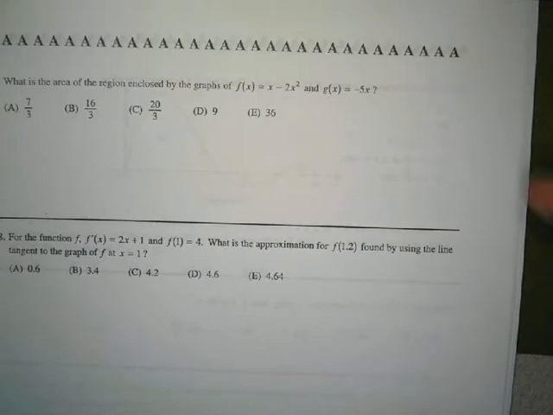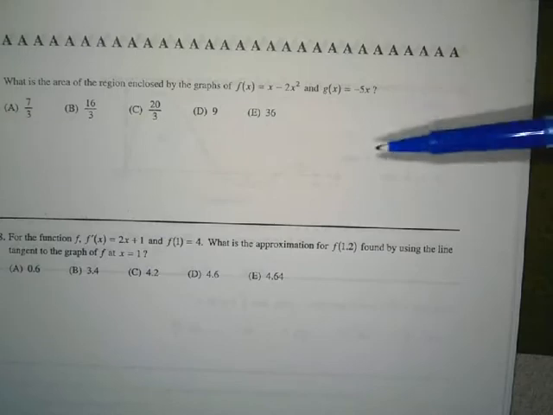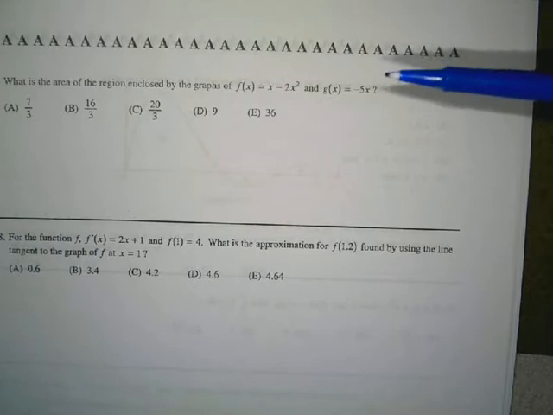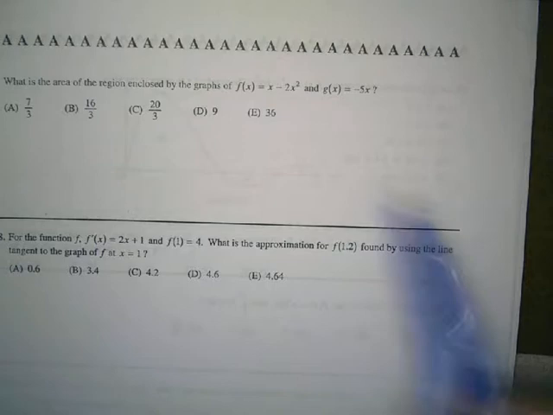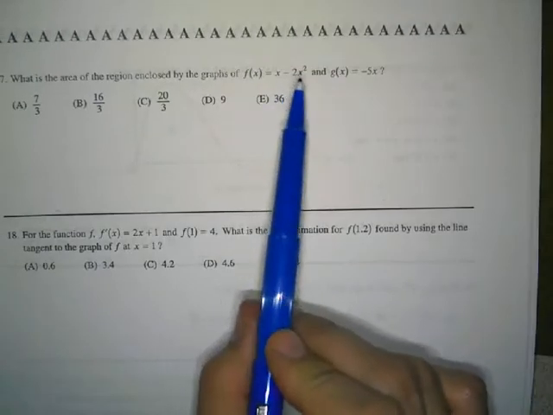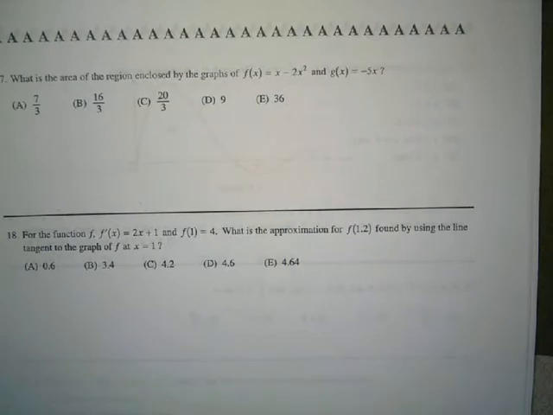All right, for 17, we're trying to find the area enclosed by the graphs of x minus 2x squared and negative 5x. What you have to realize here is that you don't need to graph both of these perfectly, but you do need to know the general shape.